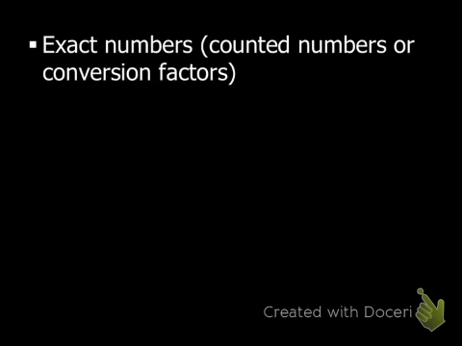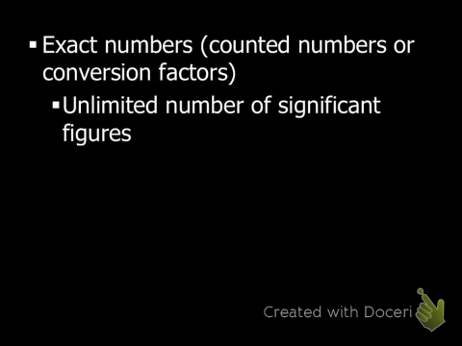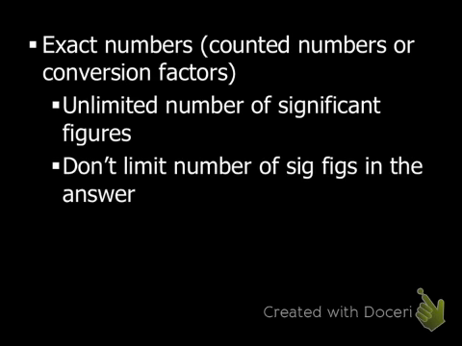If you have an exact number, like a number you count, like if there are 12 pieces of aluminum or if you count a number of anything, those don't count, or those have an unlimited number of sig figs. So when we go to actually calculate or do something with those numbers, they don't limit the number of sig figs in the answer. So they have an unlimited number, so we don't worry about those.